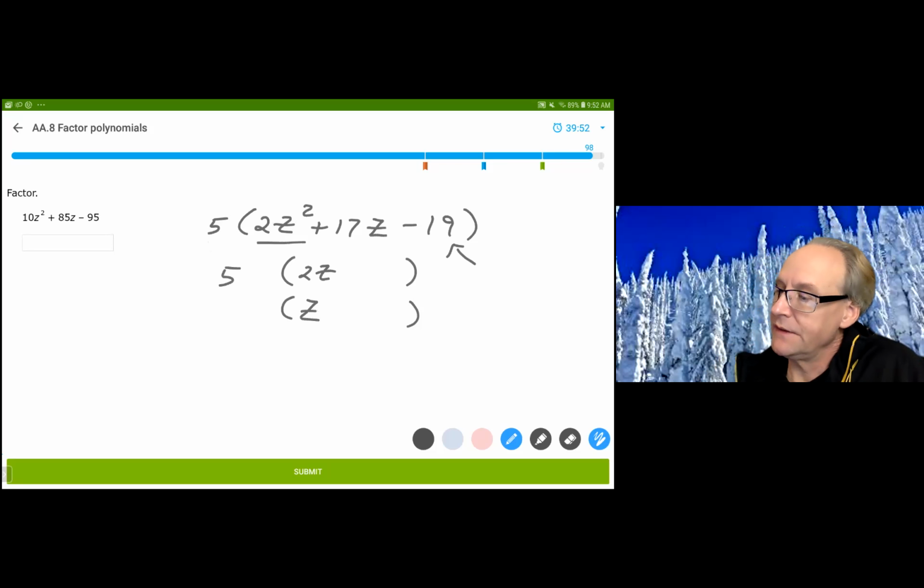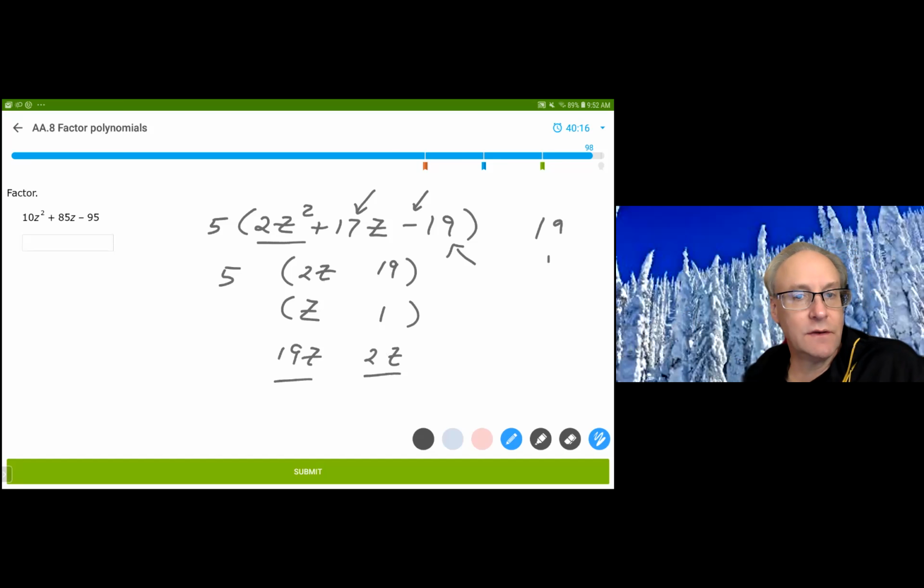But I want to get a difference of 17. Now, a lot of people say, well, 19 and 1 don't have a difference of 17. But keep in mind, I've got a 2 there. Here's how it works. Look what happens if I put a 19 and a 1. That is going to give me 19z when I multiply it across, and 2z. And look at the difference. 17 is the difference between 19 and 2.